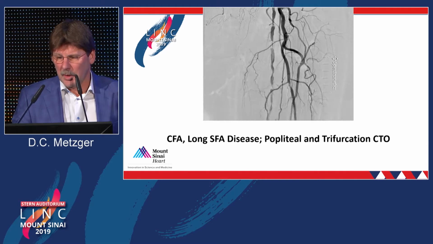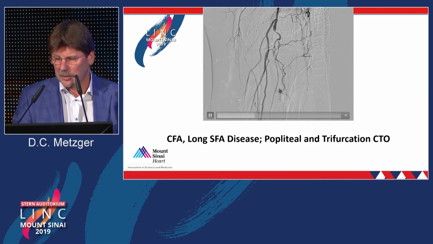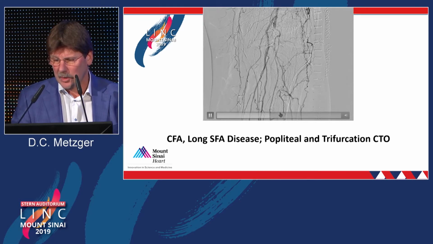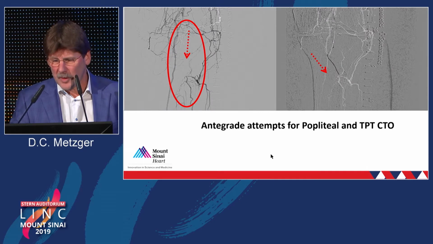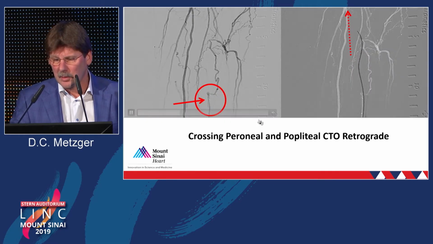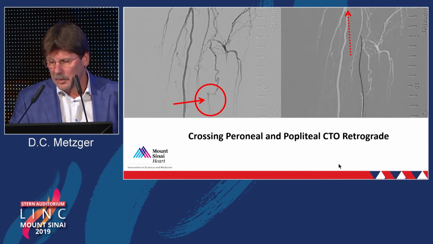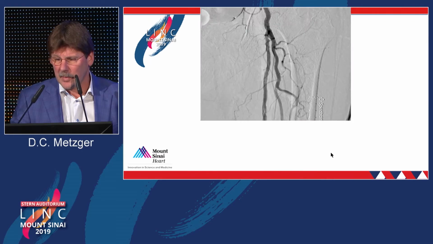And the very last one, again, you can see very long disease here, occlusion of the popliteal artery, occlusion of the trifurcation, but you do see the peroneal. Guys, peroneal is an accessible vessel, and so here's accessing it, taking your catheter, going retrograde, externalizing, and finishing.